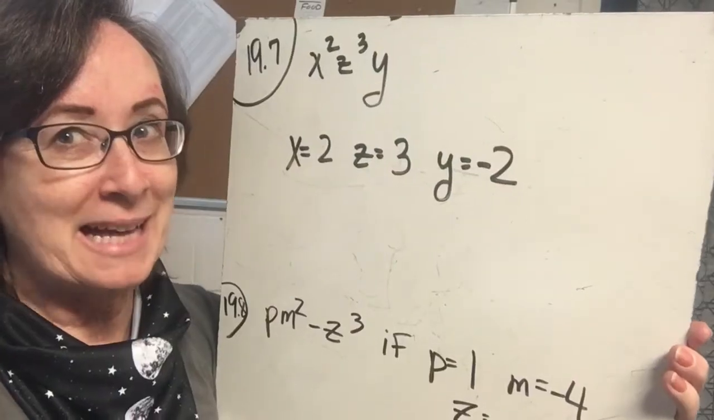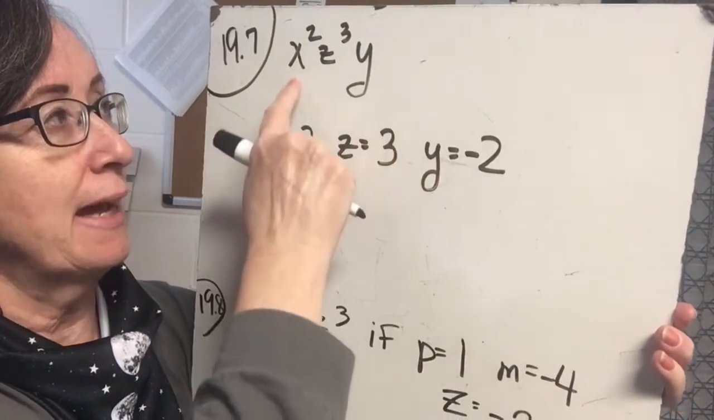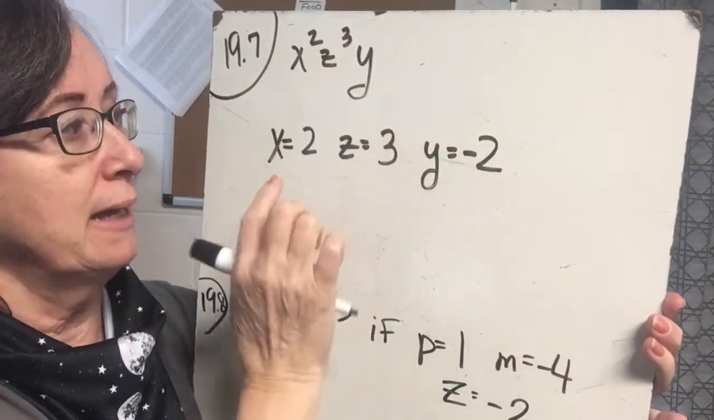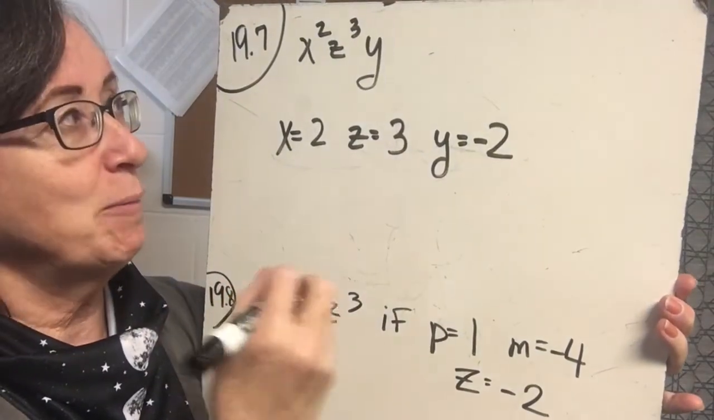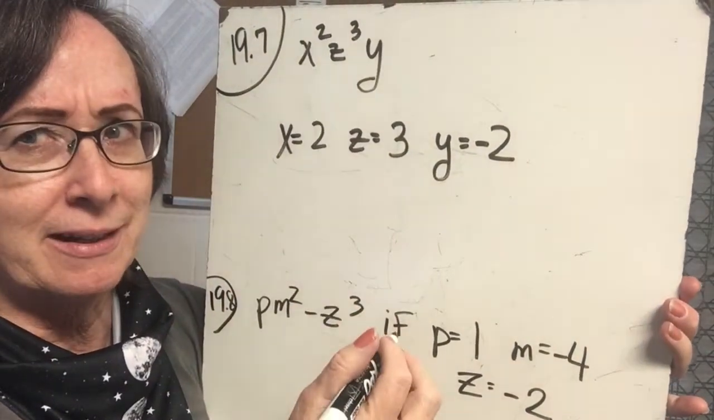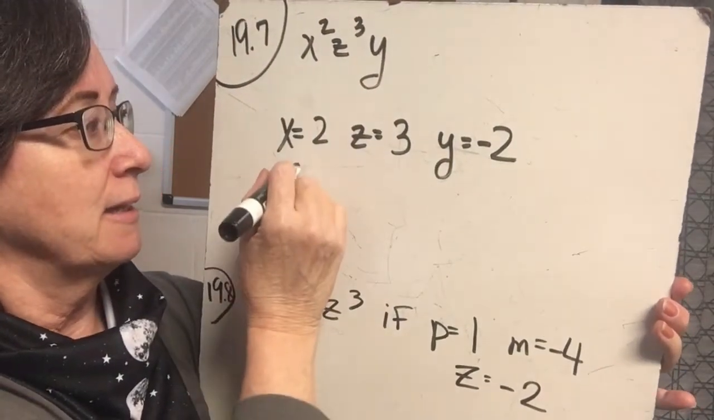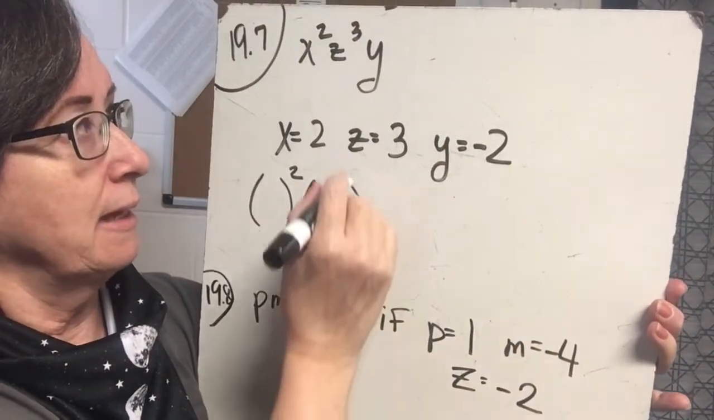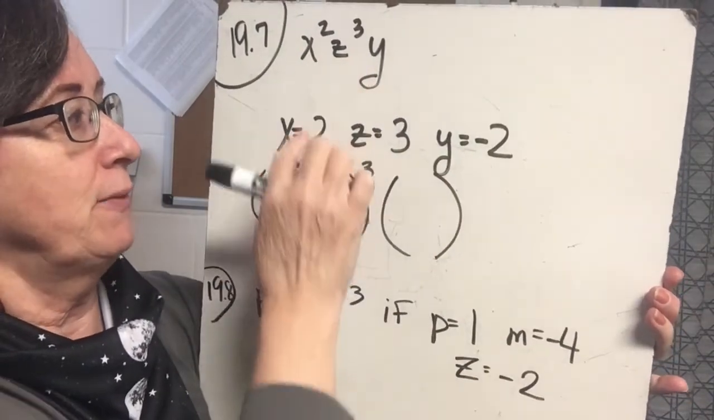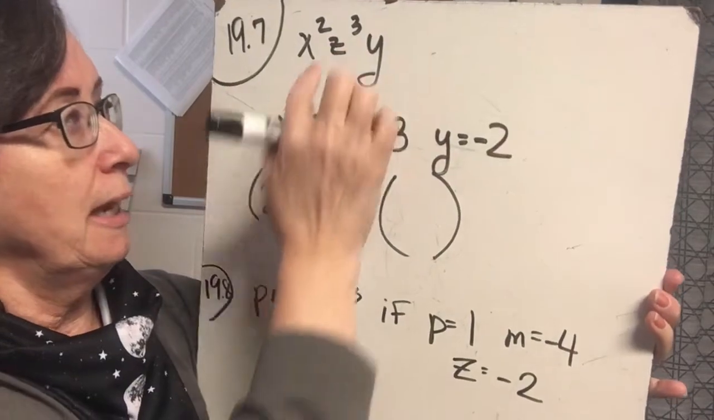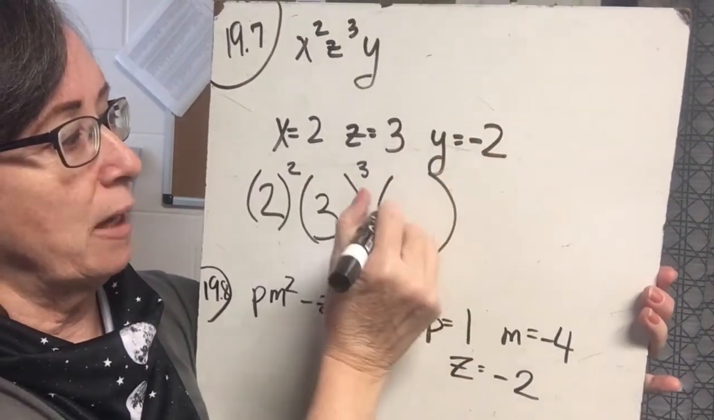Okay, this is our last board before we start our practice problems. So here's our expression, x squared z cubed y. And these are the values we're going to substitute in. So I'm going to kind of make a skeleton of my problem. So I'm going to pull out the x squared, pull out the z cubed, pull out the y. Okay, in place of the x, I'll put a 2. In place of the z, I'll put a 3. In place of the y, I'll put a negative 2.